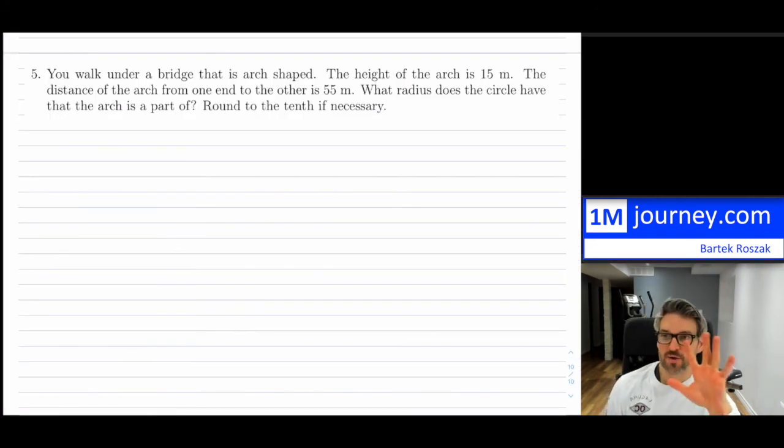Last question, question 5. You walk under a bridge that is an arch.